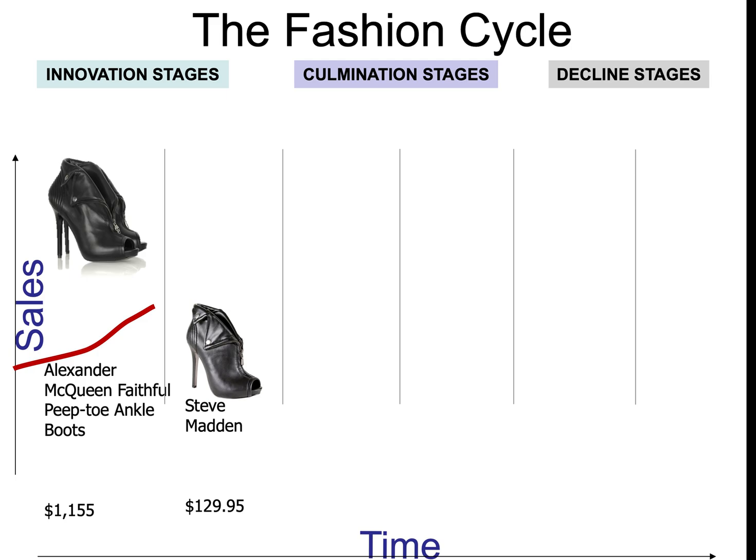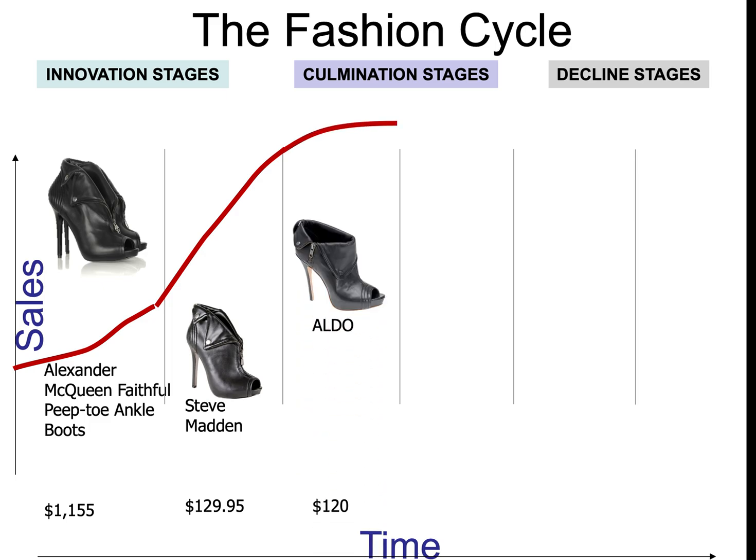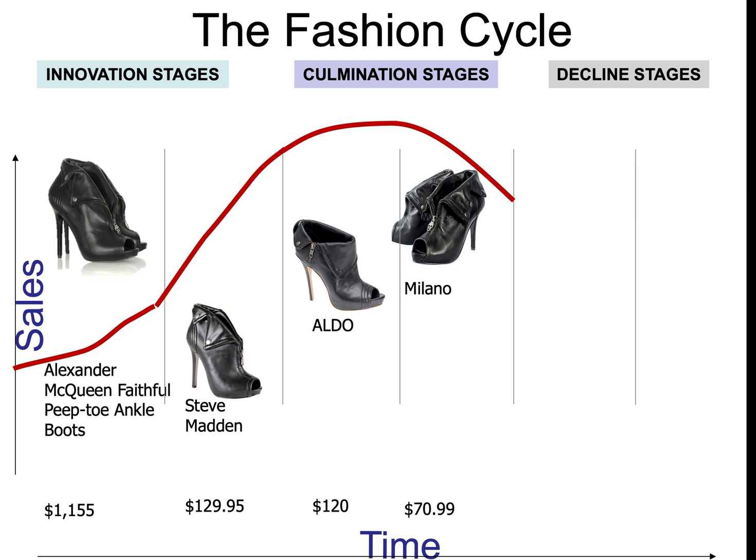But over a period of time, it's going to get knocked off and knocked off and knocked off. So here's Steve Madden at $129. This is super affordable, so you can see the sales are going to rapidly increase at this point. Then we go to an Aldo, a little less expensive, more consumers can afford it, and a Milano at $70.99. The sales are going to drop off because the price points are lower.